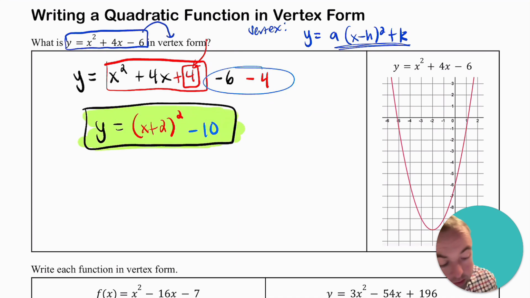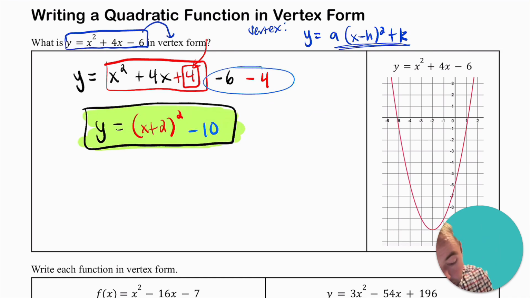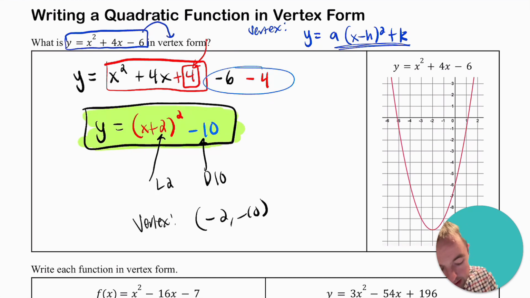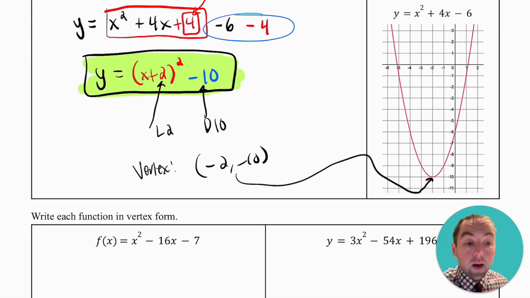So then it turns out that, voila, that gives you the equation in vertex form for the parabola. And it works out really nicely because you can see right here, this is the graph of y equals x squared plus 4x minus 6. As we know about vertex form, the plus 2 inside of the parentheses is going to shift the graph left 2 units, and the minus 10 shifts it down 10 units. So we would expect the vertex of the parabola to be at -2, -10, and as we can see, indeed, it is located right there, -2, -10.